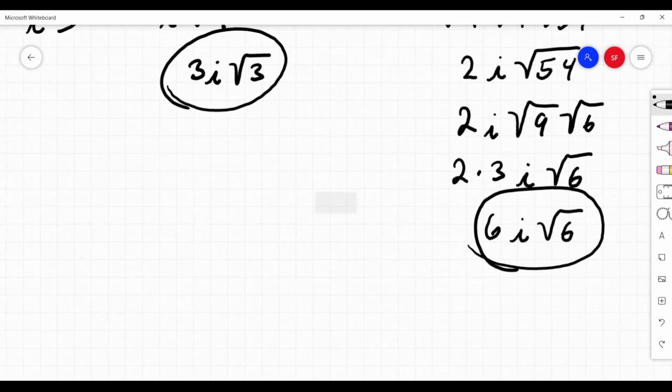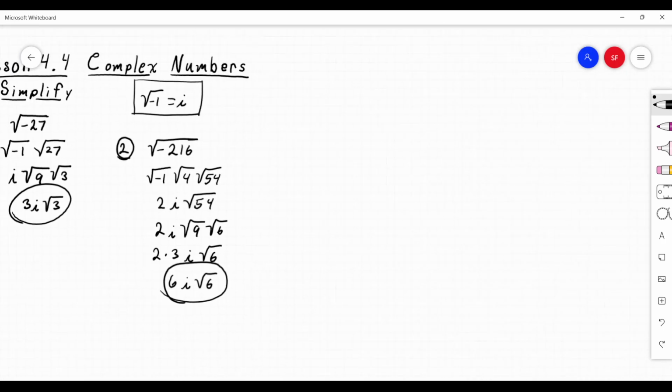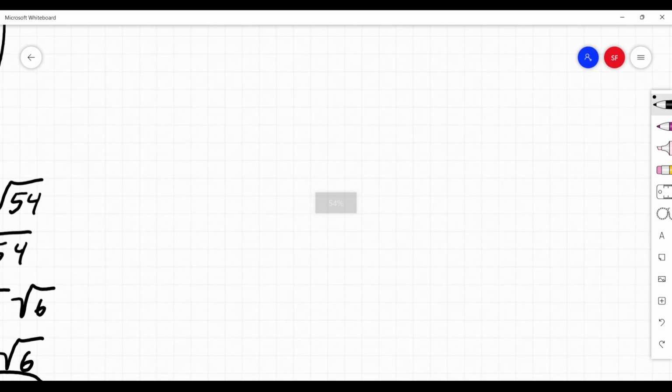All right, let's do a couple of guided practices.